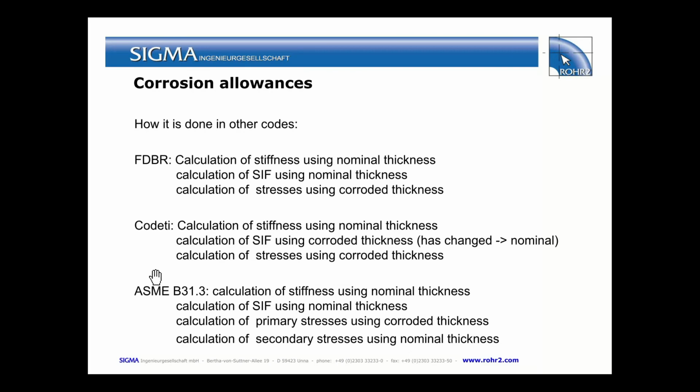In ASME B31.3, the stiffness is calculated based on nominal thickness, and the SIF is also calculated on nominal thickness, and the primary stresses are based on corroded thickness and the secondary stresses on nominal thickness. And this latest approach from B31.3 was also taken over for the EN 13480.